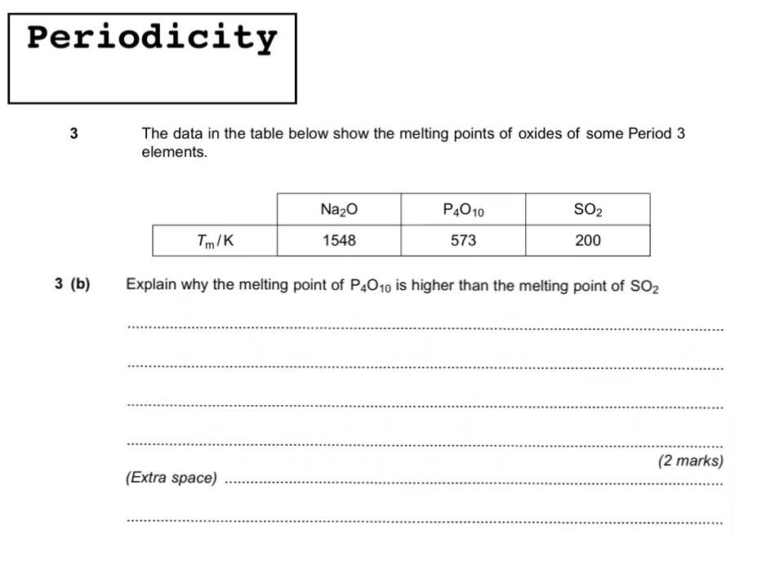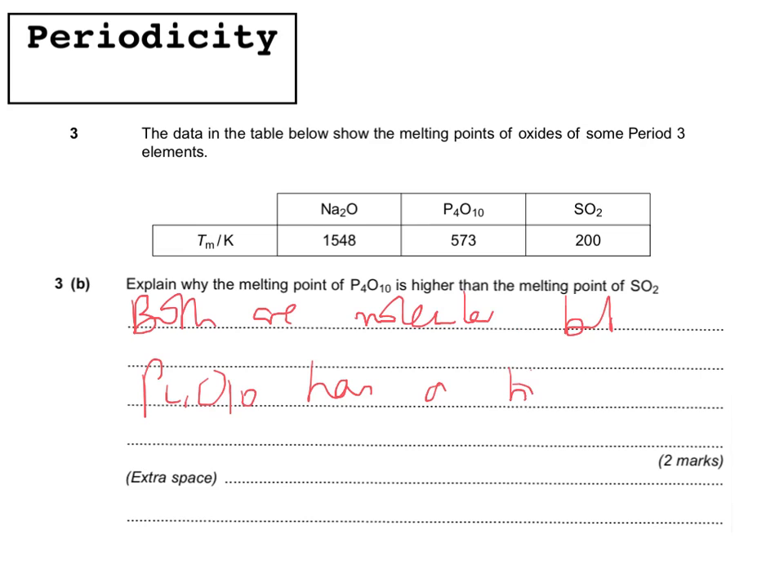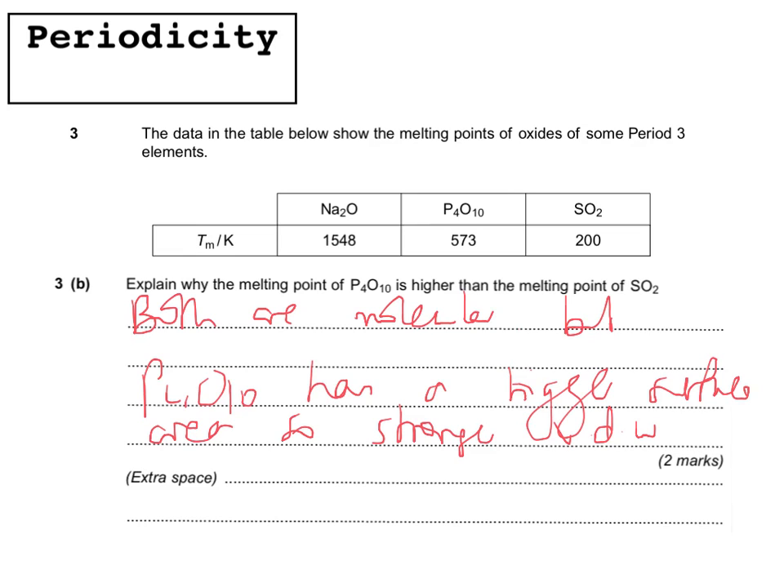And then finally, as I said in the video, a question they like: explain why the melting point of P4O10 is higher than the melting point of SO2. So both are molecular, but P4O10 has a bigger surface area, so stronger van der Waals forces.